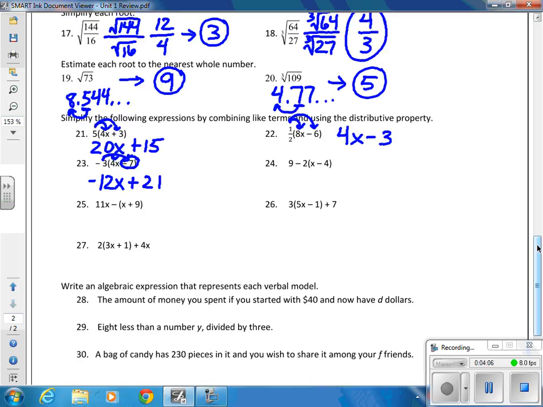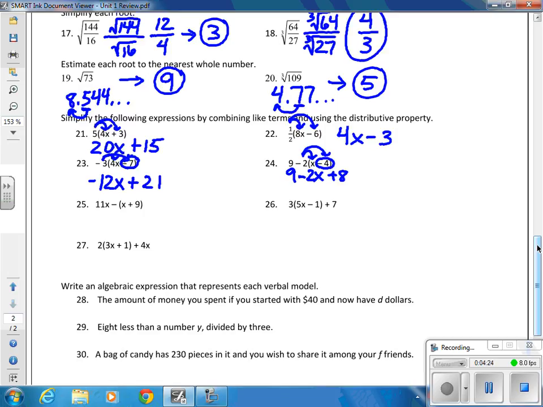For 24, you are distributing this negative 2 right here. If you cover up the 9, you can see that it's a negative 2. Right? We're going to give that negative 2 to everybody in parentheses. Negative 2 times x is negative 2x. This is a negative 4. So negative 2 times negative 4 is a positive 8. And bring down the 9.